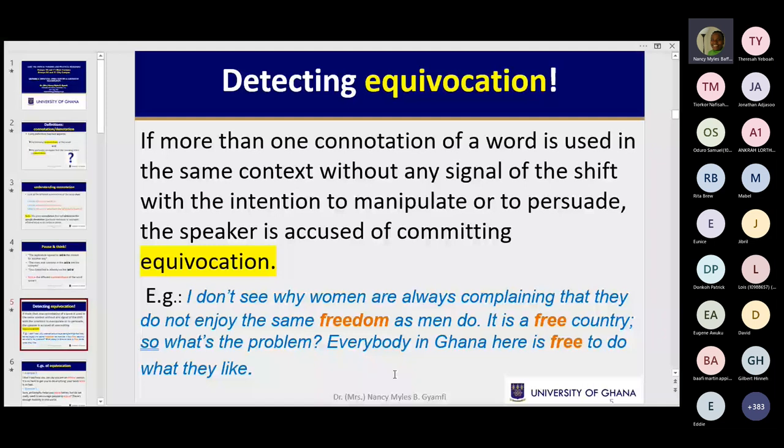Now, this one is an example that I tweaked from your textbook. I don't see why women are always complaining that they do not enjoy the same freedom as men do. It is a free country. That already is an equivocation. You say women complain that they do not enjoy the same freedom as men do. The freedoms of men and women, are they the same?